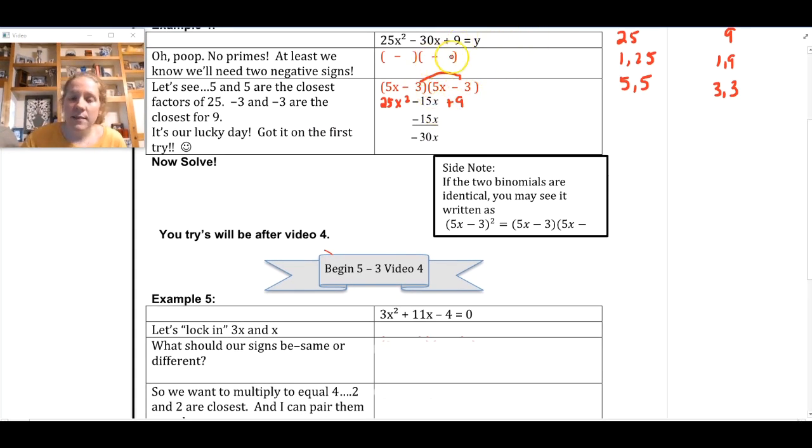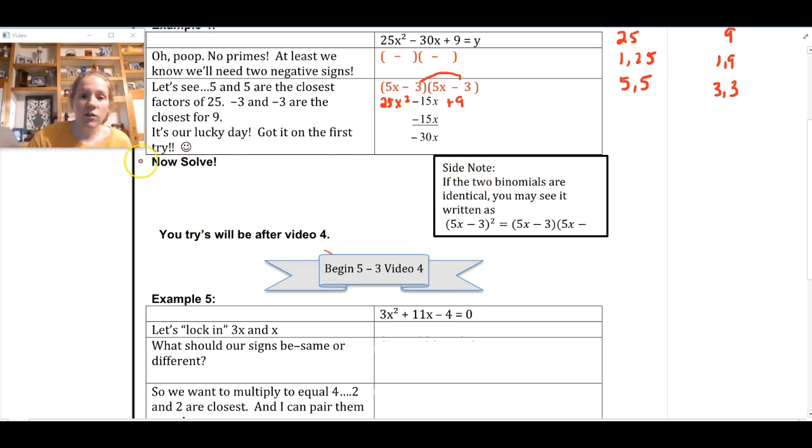You should note that sometimes when you have 2 binomials that are identical, like this 5x minus 3 times 5x minus 3, you will probably see it written like this, where we've just got 5x minus 3 squared. That's going to be important for you guys to know when we get into future lessons, because that's going to help us solve these more easily in a variety of different ways.